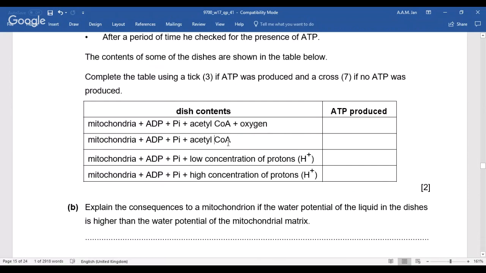But if you only have acetyl-CoA and you haven't put a high concentration of protons to drive ATP synthase, then you'll get a tiny amount of ATP being produced. So this is a cross. Technically, you would have trace amounts of oxygen. But to get that trace up to an actual measurable amount, you would need a high concentration of protons to drive ATP synthase and literally scavenge any substrate that can be fed into the electron transport chain.